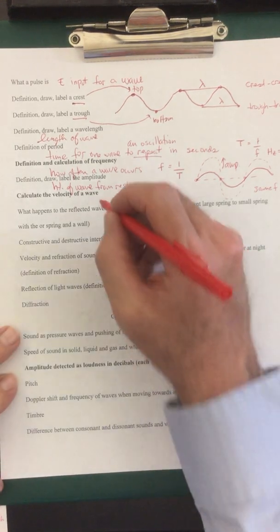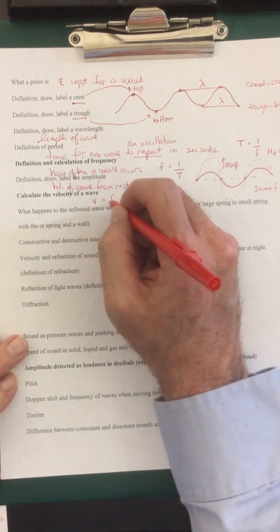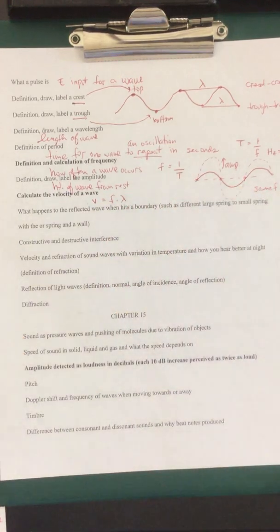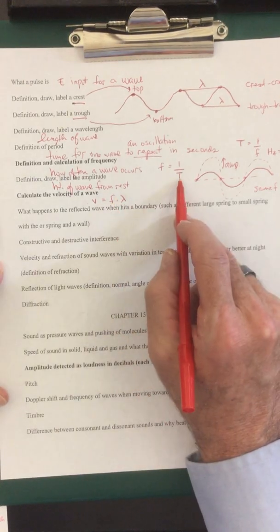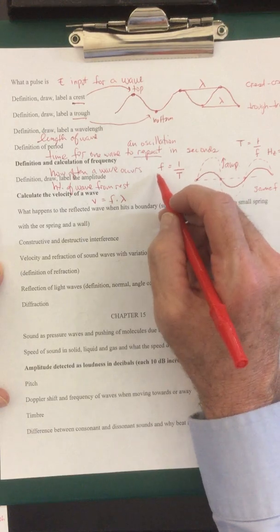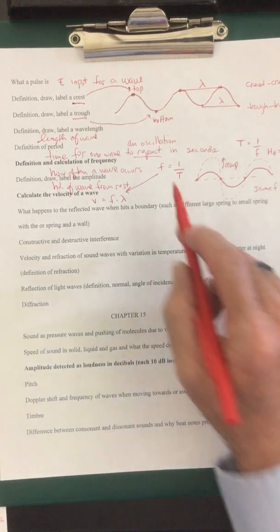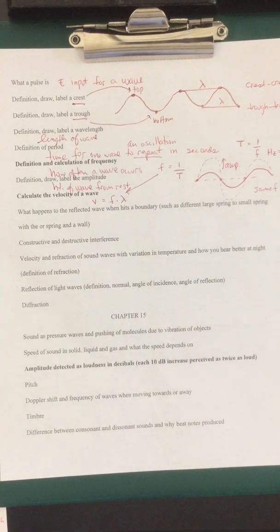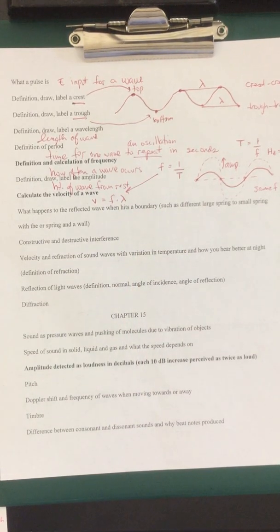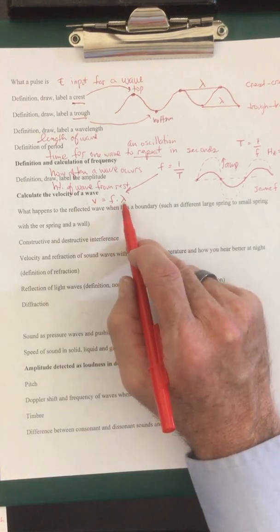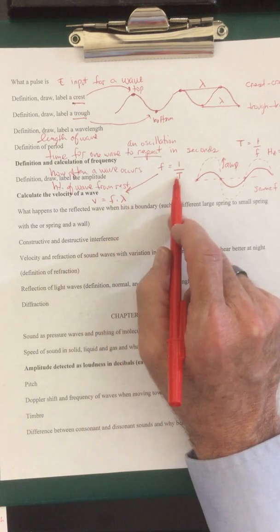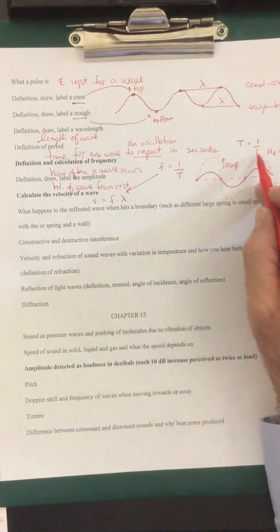Calculate the velocity of a wave. The velocity is going to be equal to the frequency times the wavelength. You might need to calculate the frequency because the problem gives you the period, so you might have to plug it in. It might give you the frequency, or the period, or the wavelength. Then you first calculate the frequency and multiply that by the wavelength to calculate the velocity. Or it might give you the velocity and the wavelength, and it's asking what's the period, and you're going to have to plug it into this one.